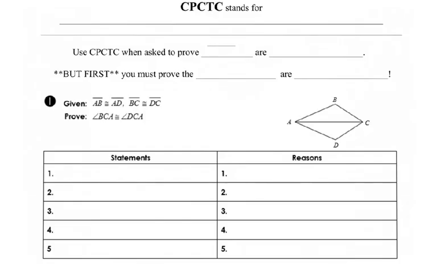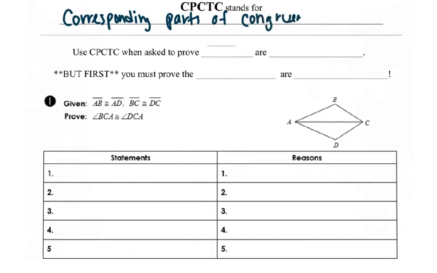Alright, so now let's look at something called CPCTC, and we're going to talk about how we use it in proofs. So this stands for corresponding parts of congruent triangles are congruent.